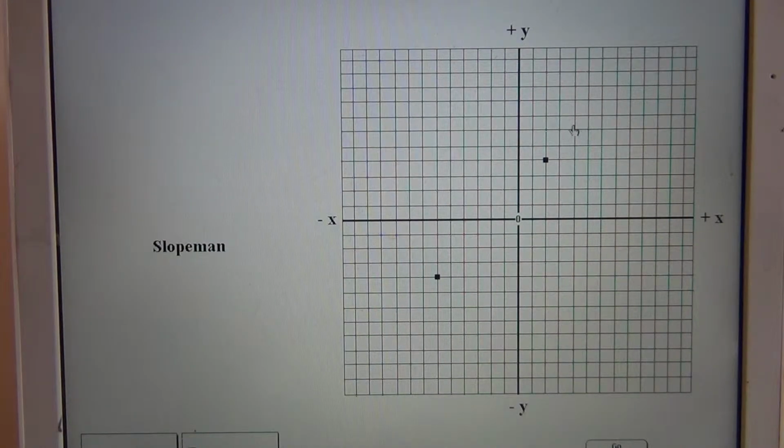Well, on any plane, we can draw a line by connecting 2 points. And this line has a slope to it, a slant to it. And understanding the slopes of lines is really important. We use it in our life all the time.